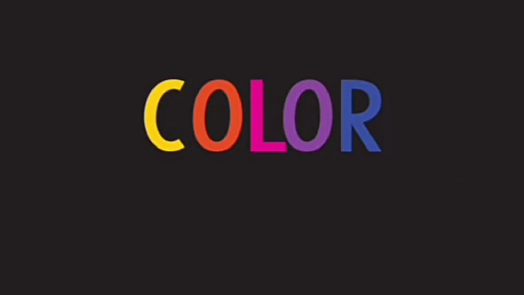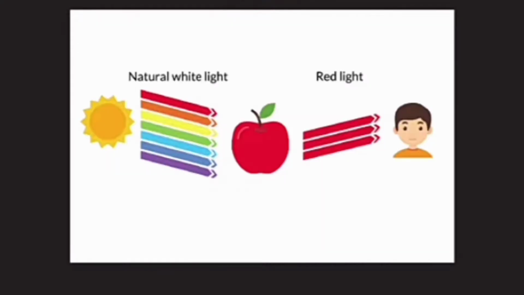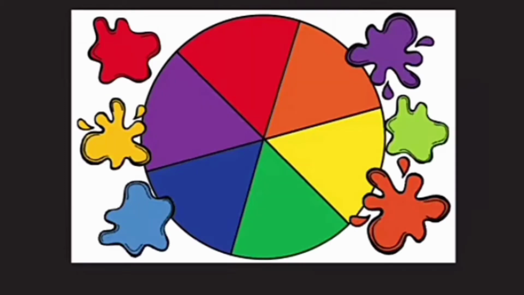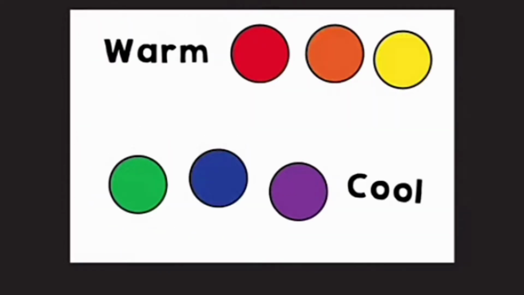Color. Color is the way we describe an object by the way it reflects or absorbs light. When light hits an object, we see the color of it. For example, when light hits this apple, we see that it is red. We use the color wheel when talking about color in art. Color can be separated into families, like the primary and secondary colors, or the warm and cool colors.